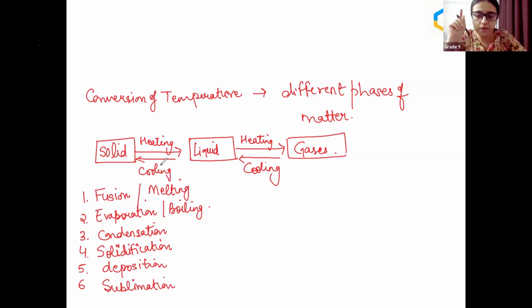Now, as in the previous class, I have told you there are two major factors which are responsible to convert a matter into certain other phases of matter. What are they? Two major factors which are responsible. Nobody remembers? Are you all getting my question? What I am asking, two factors which are responsible to convert one state of matter to a different state of matter.